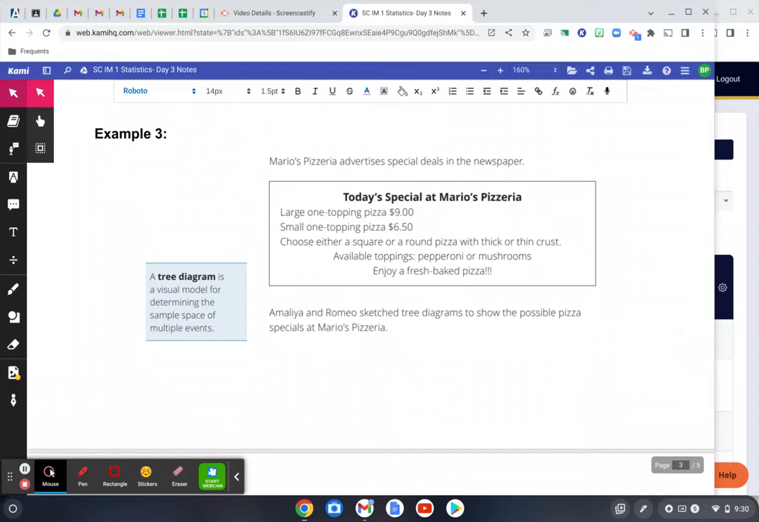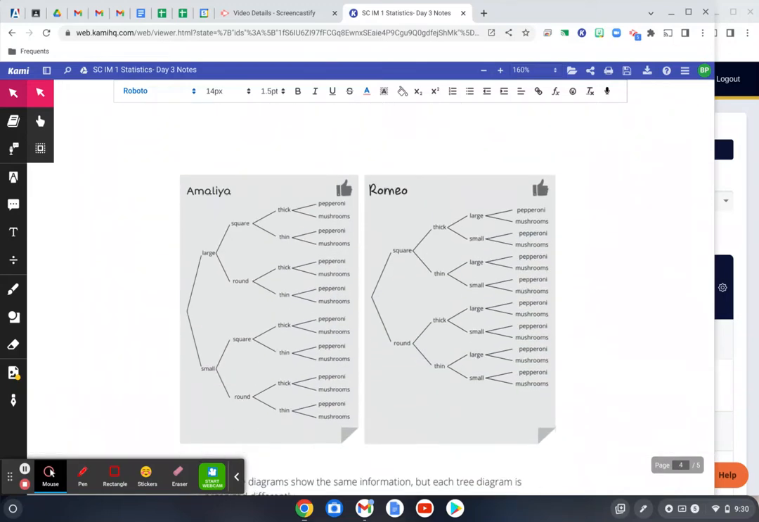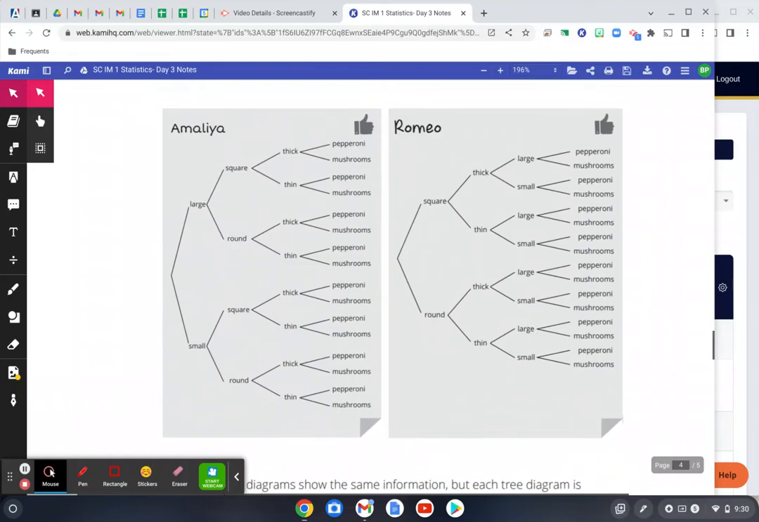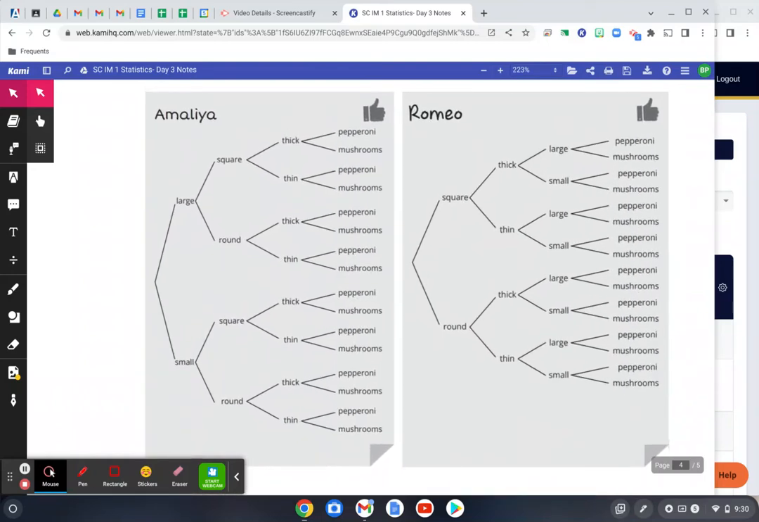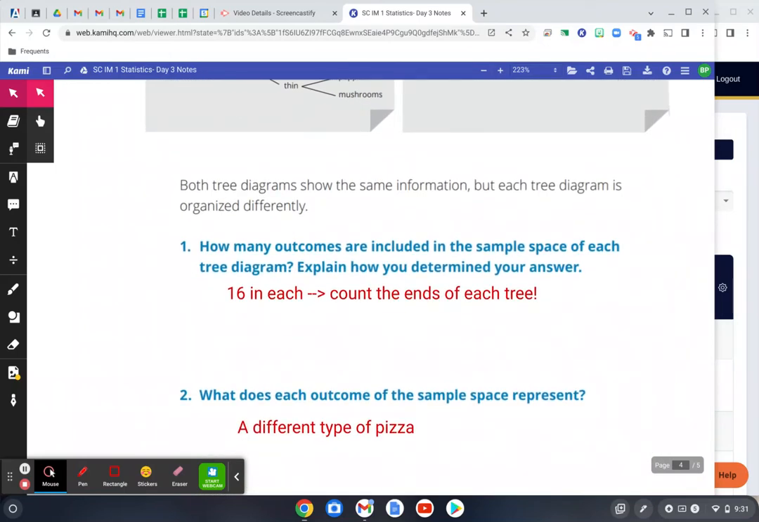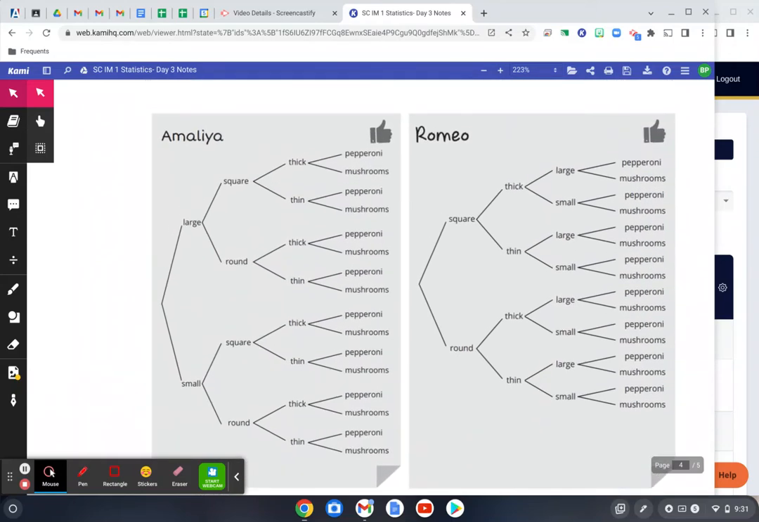So Amalia and Romeo sketch their 2 what's called tree diagrams here. Now analyze these, take a look at them, see if you can make sense of them. I would encourage you to pause the video and look through and see if you can make sense of what they're saying here. So they're both correct. They both end up with 16 outcomes here. So how many outcomes are included in the sample space of each tree diagram? That's going to be 16.